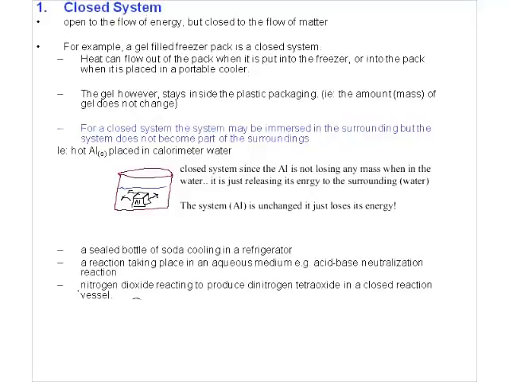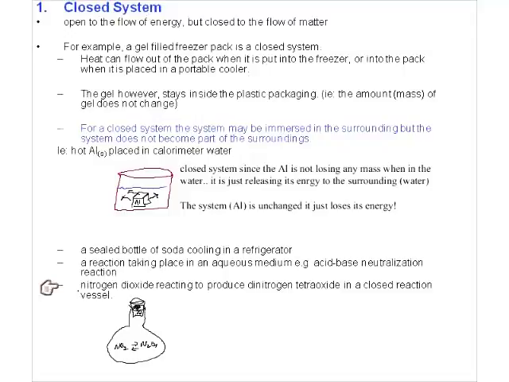Some examples here would be a bottle of pop that we put in the fridge. The bottle of pop is warm when we buy it at the store. We stick it in the fridge, it cools off. We didn't lose any pop, we didn't gain any pop. It's capped, it's stoppered. None can get out, none can get in. Another example is a reaction taking place in an aqueous medium, like an acid-base reaction, where the amount of liquid stays the same. We'll talk about these more when we get into calorimetry, by the way.